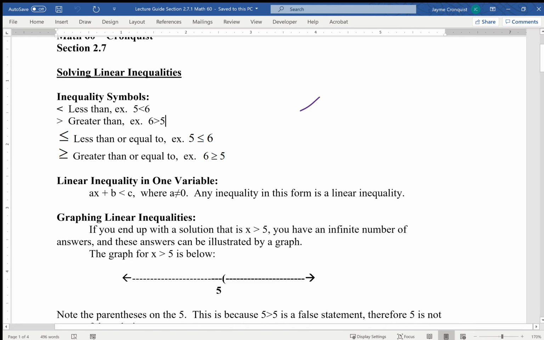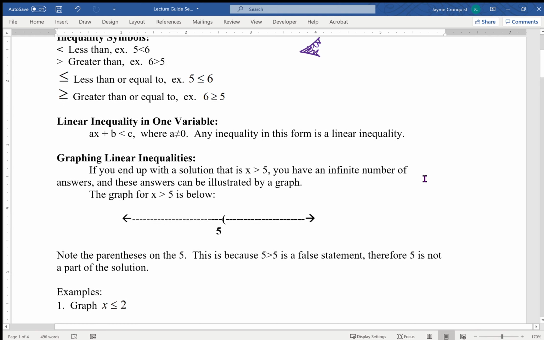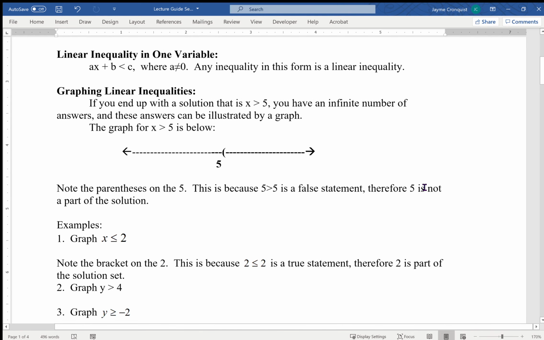Remember, we also sometimes did it with the teeth, and you're welcome to do it. So you've got this nasty looking alligator. Okay. Less than or equal to and greater than or equal to. So linear inequalities in one variable have to have a variable. That's really all that says.